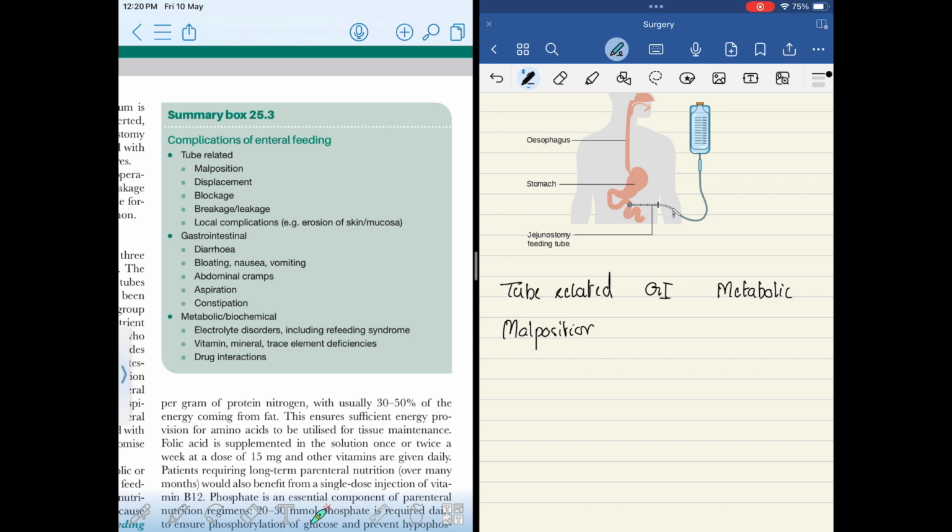So malposition, displacement, blockage, breakage, and local complications.